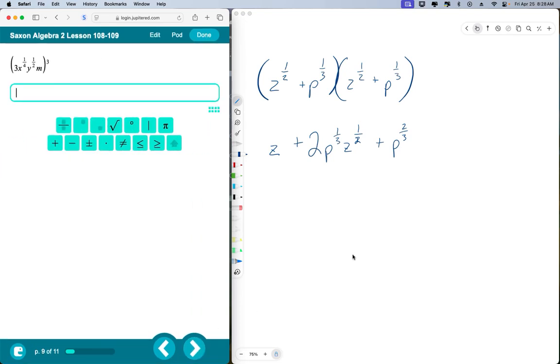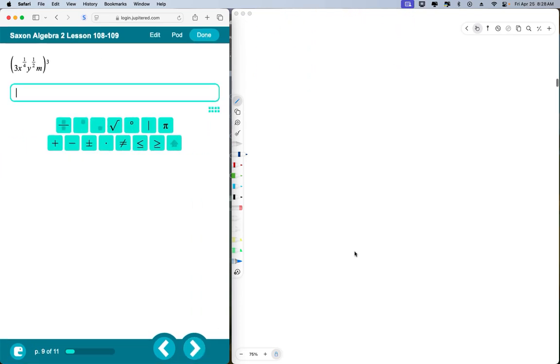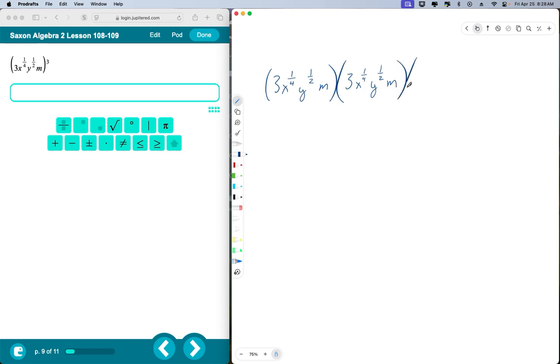All right, this next one is cubed. So we're going to write it 3 times. 3x to the 1/4, y to the 1/2, m. 3x to the 1/4, y to the 1/2, m. 3x to the 1/4, y to the 1/2, m. All right, that's that 3 times.